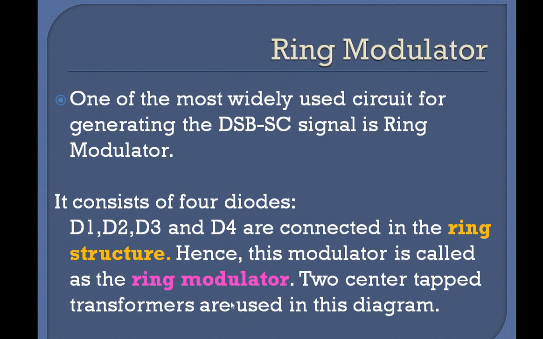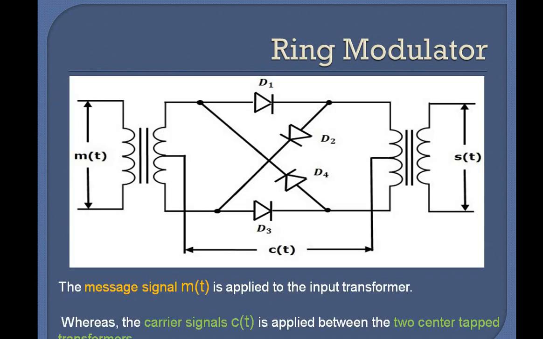So how many do we have? We consist of 4 diodes, D1, D2, D3, D4. We have named them like that, and they are connected in the ring structure. Hence the modulator is named the ring modulator. Plus it also has 2 center tapped transformers. So we have 2 center tapped transformers and 4 diodes. Clear?